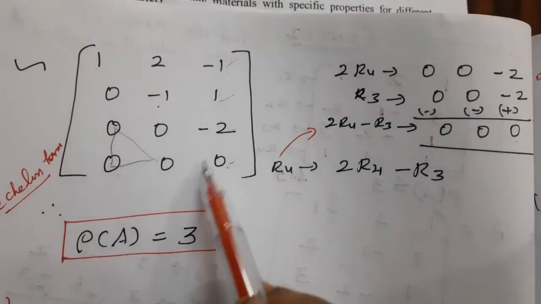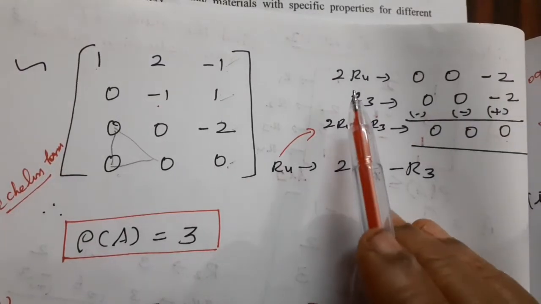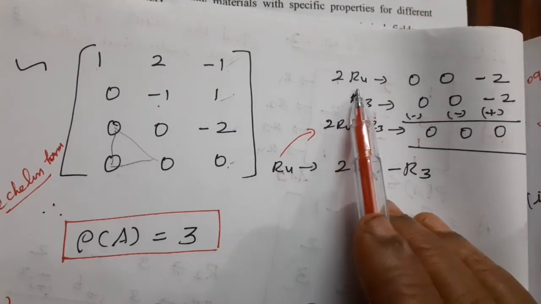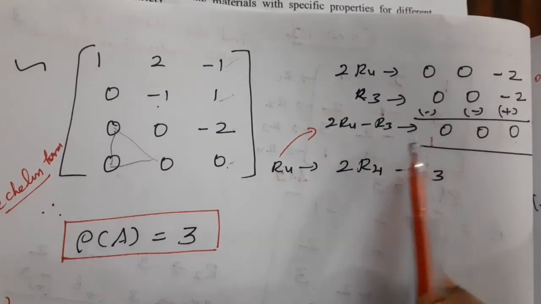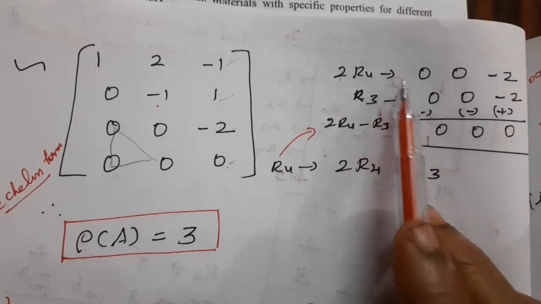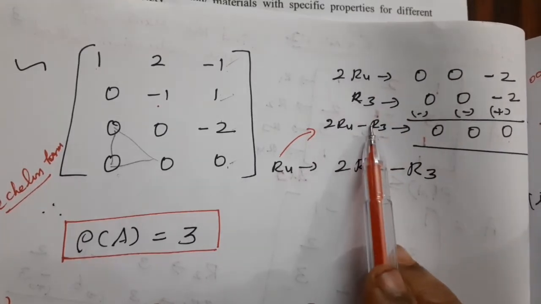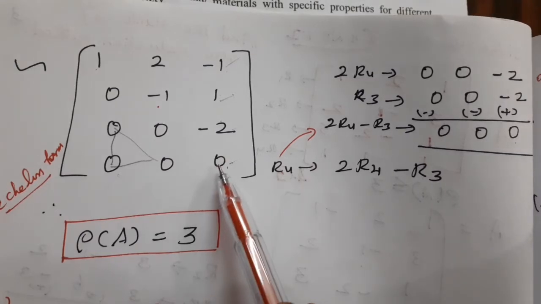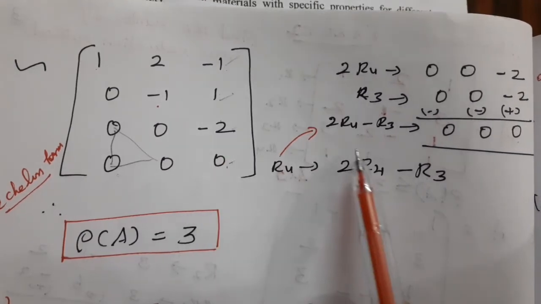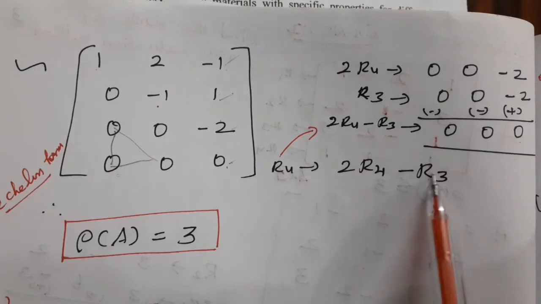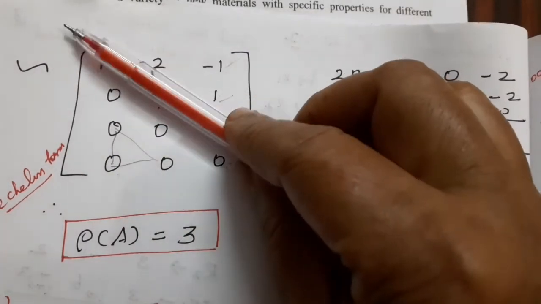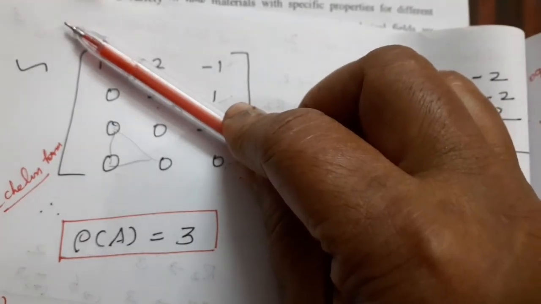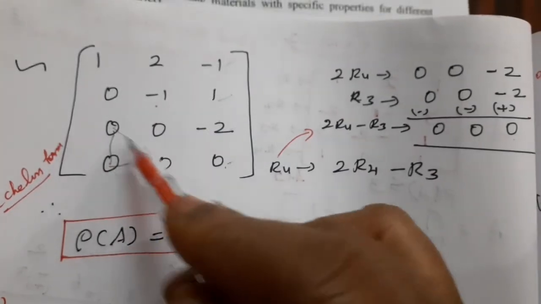If you want this element minus 1 to become 0, R4 is multiplied with 2, 0 0 minus 2, and R3 goes through that old step. So 2R4 minus R3, R4 gives 2R4 minus R3. Only one element is left, minus 1, which we want to become 0. So R4 gives 2R4 minus R3, and we get 0. Below the main diagonal all the elements become 0.